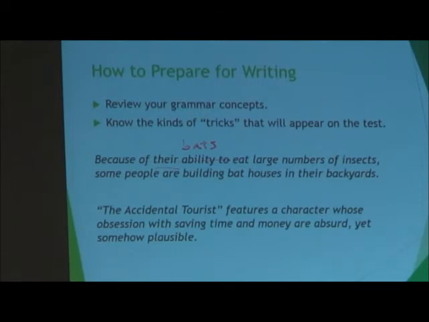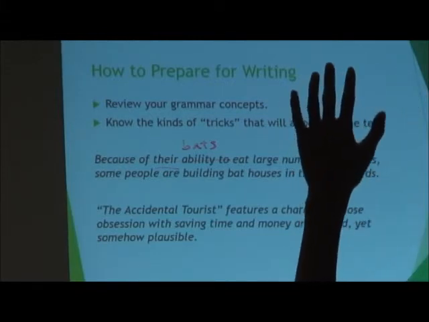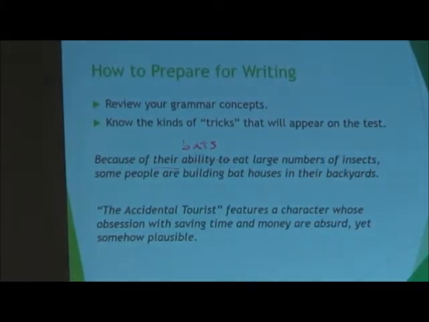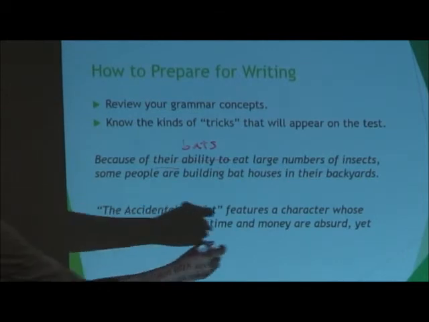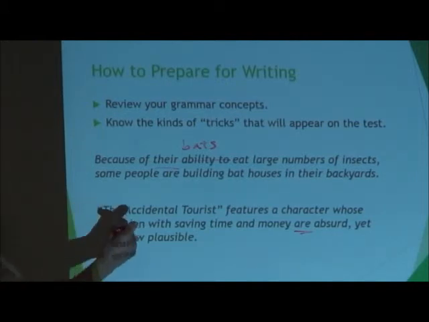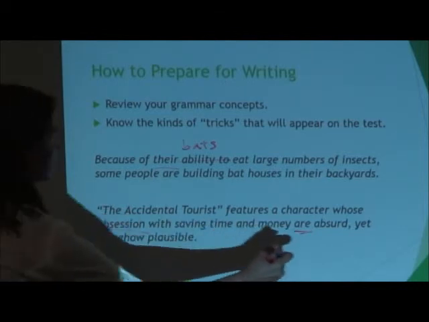The Accidental Tourist features a character whose obsession with saving money and time are absurd, yet somehow plausible. "Are" is wrong. Okay, why is "are" wrong? Because obsession is singular. Yes. Okay, so we've got obsession "are." Right? So how do we fix it? "Is." Right, okay, so obsession is.